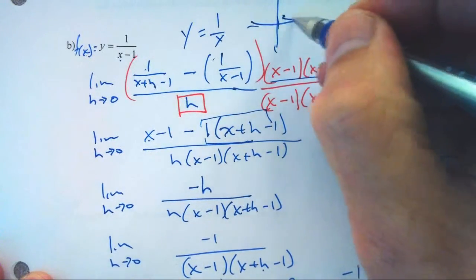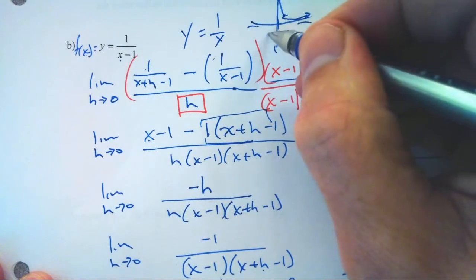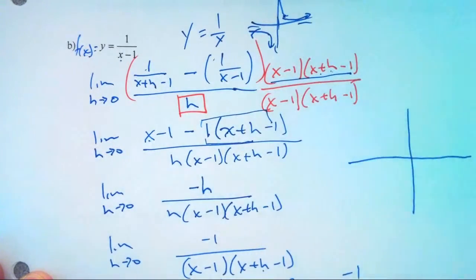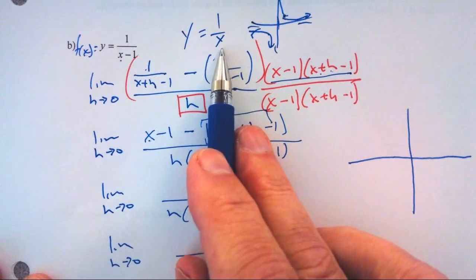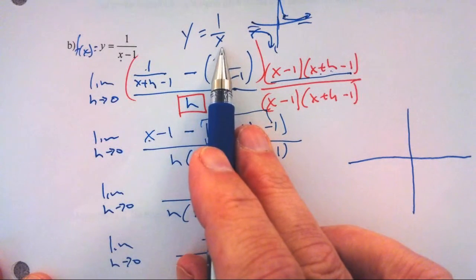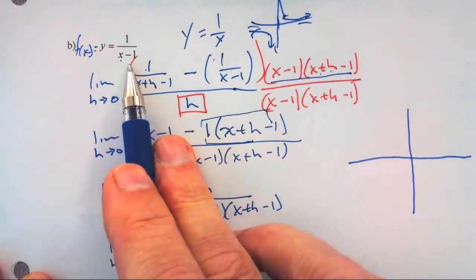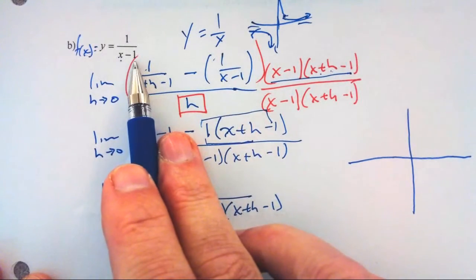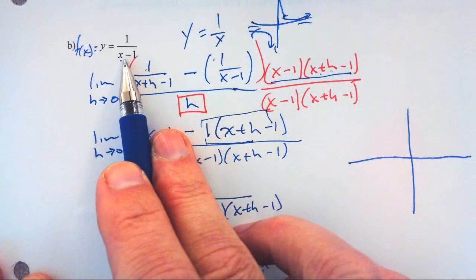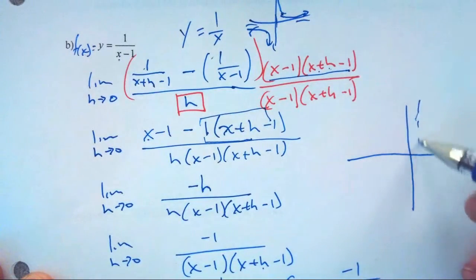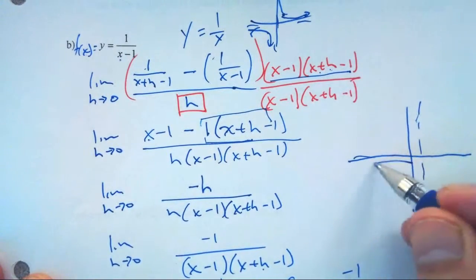Put in 1, get out 1. Put in negative 1, get negative 1. We know that, right? So what does this graph look like? Looks just like 1 on x, except, what happened to the asymptote? Went to the right one. Everything looks exactly the same, except it's to the right one. Looks just like this.